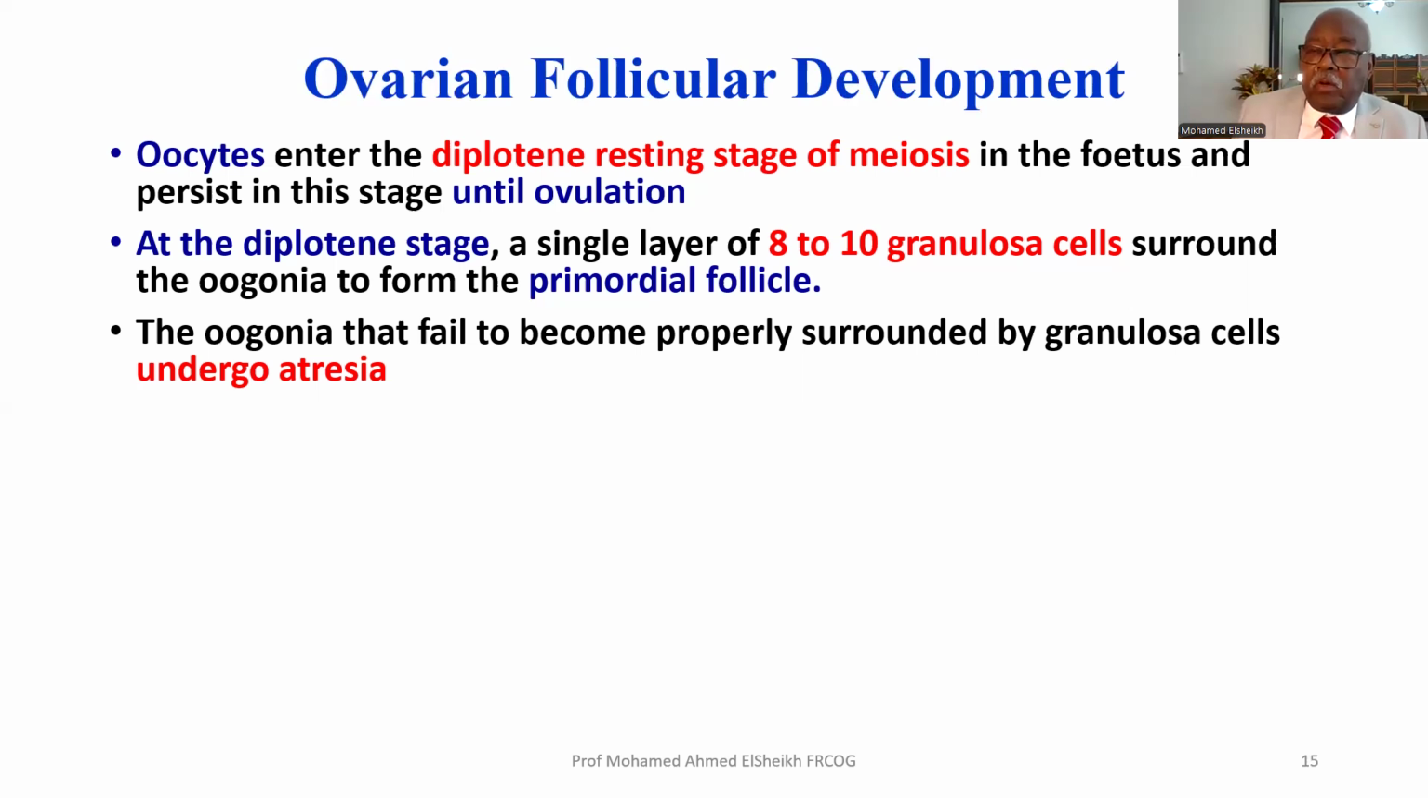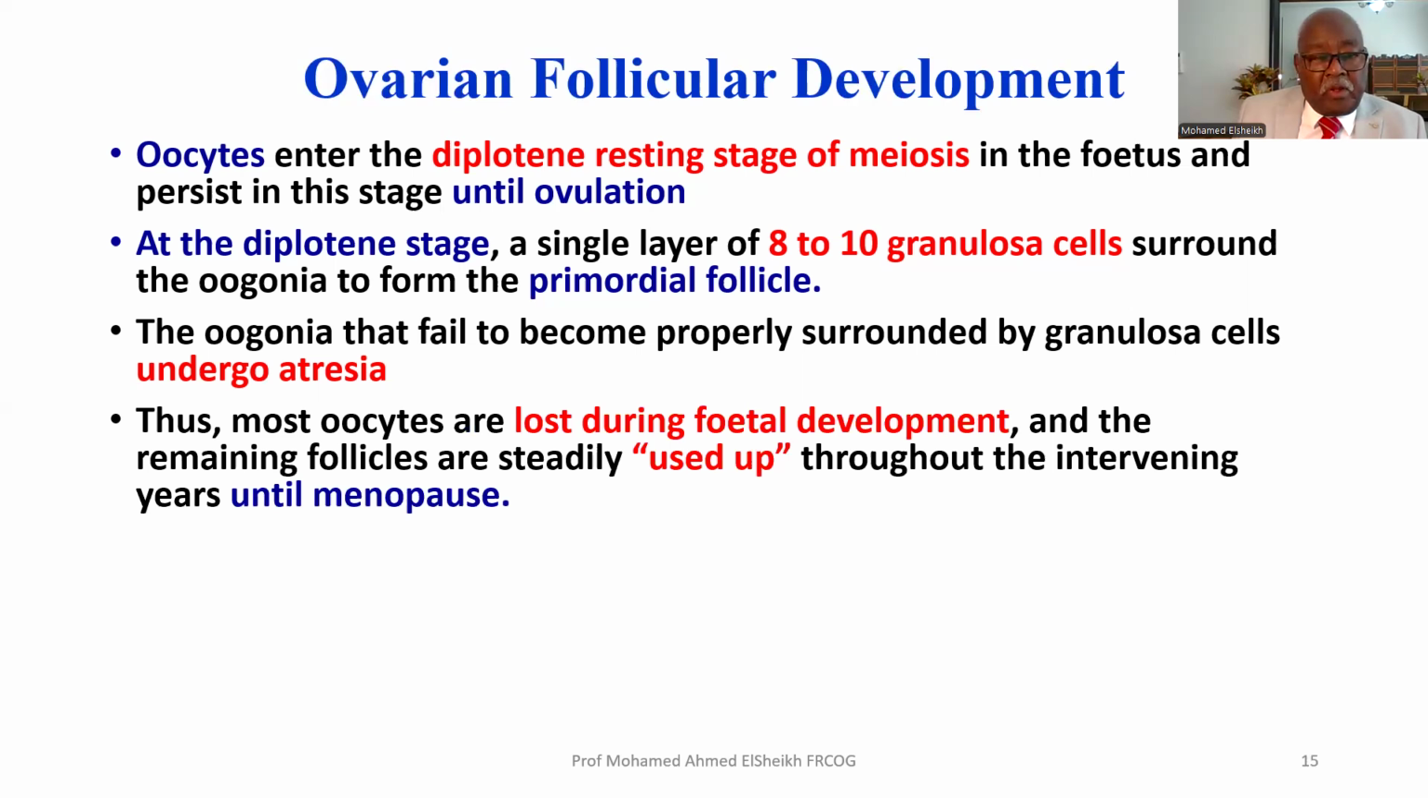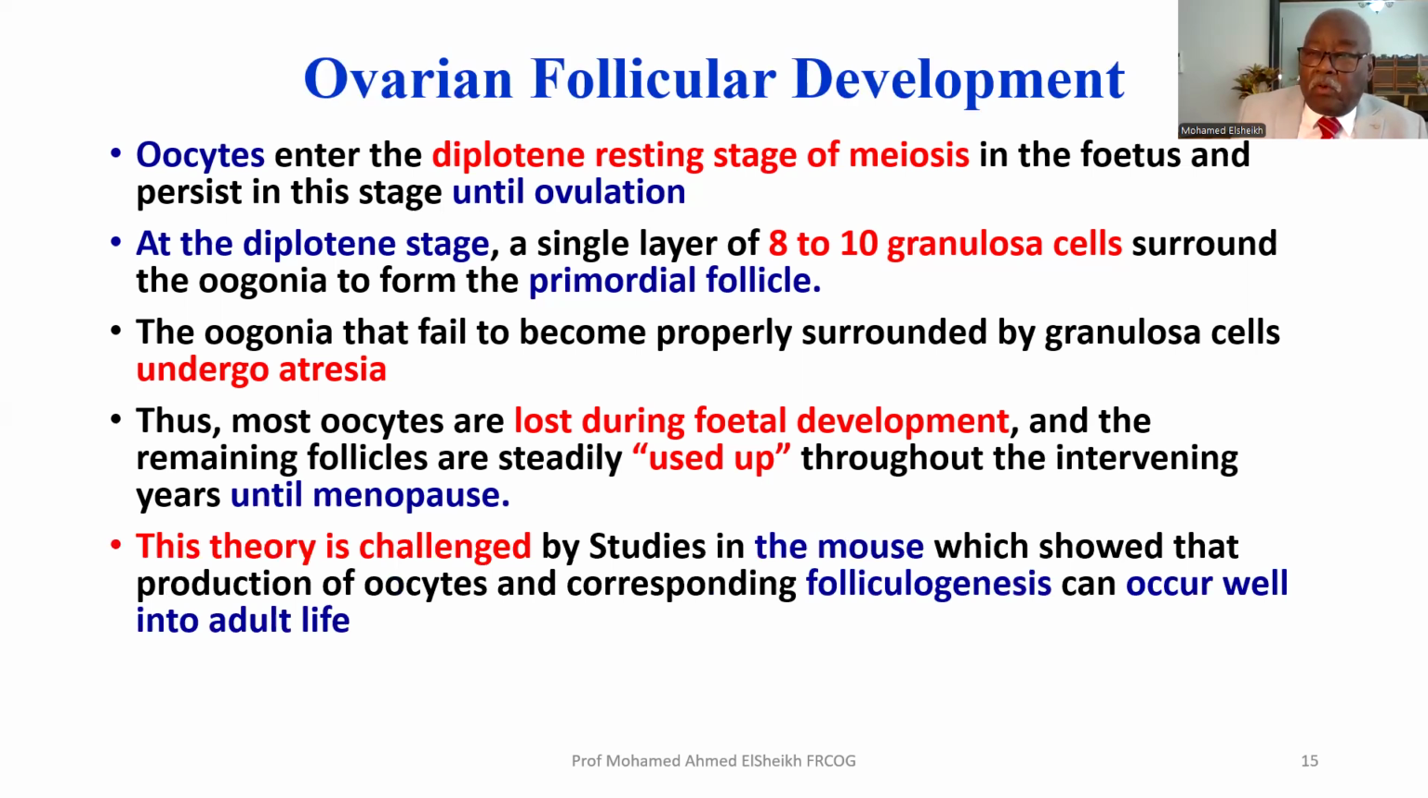So this is when we look at the about 400 which will remain there. Thus, most oocytes are lost during fetal development, and the remaining follicles are steadily used up through the intervening years until menopause. The remaining will be used up within each menstrual cycle. Some of them will be used up till the menopause, whereby they will stop completely. They won't be there.